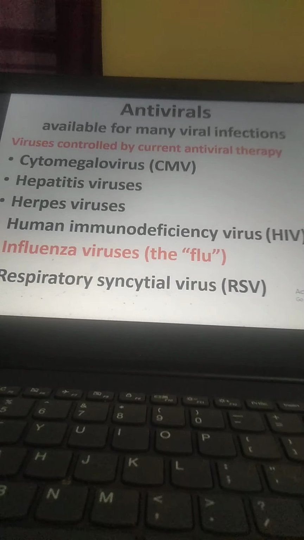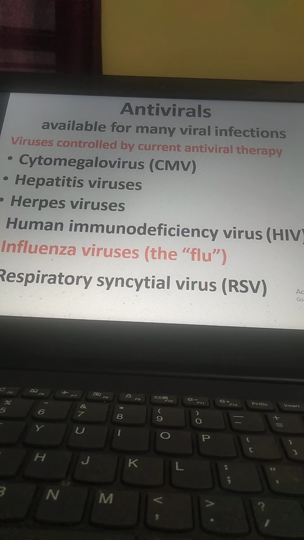Then we have antivirals available for many viral infections. Viruses controlled by current antiviral therapy include cytomegalovirus, CMV, hepatitis viruses, herpes viruses, human immunodeficiency virus, HIV, influenza viruses, that is flu, H1N1, and respiratory syncytial virus, RSV. So there are different antivirals we have to deal with.